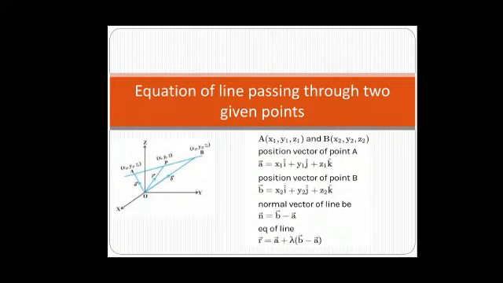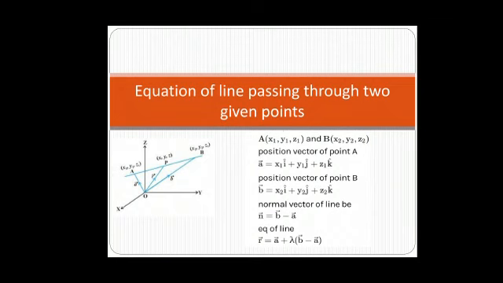Now let us see what is the equation of line passing through the two given points. Means we have the knowledge of 2 points. So let A be (x1, y1, z1) and B be (x2, y2, z2). Position vector of point A is equal to x1i plus y1j plus z1k. Similarly, you can see what is the position vector of B. Let the direction vector of the line be n, which is B minus A.